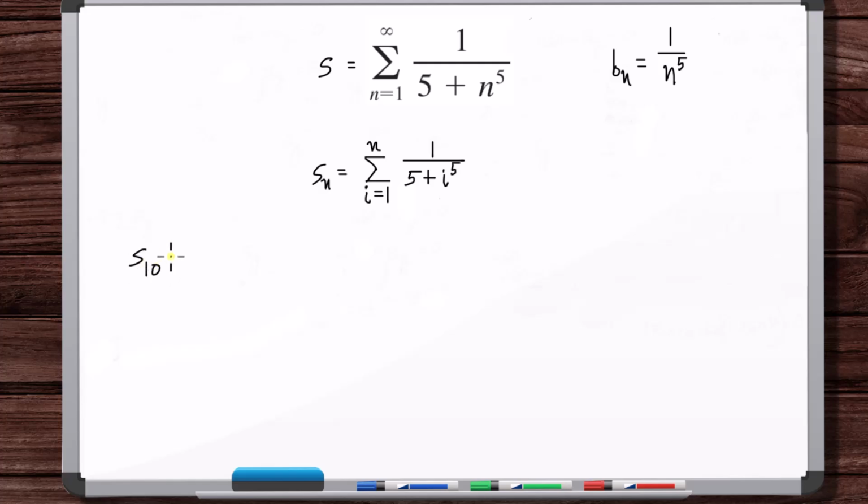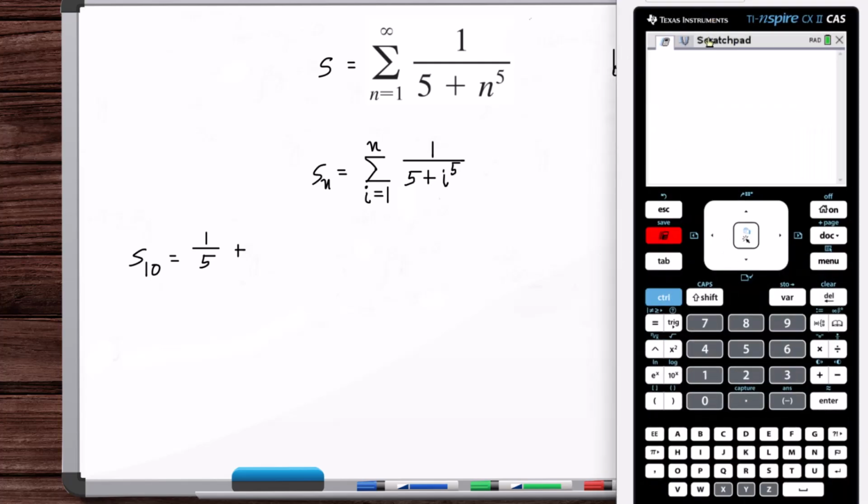But this is just for practice. You can imagine in reality, you'd put this into a computer program and take the sum of the first 1,000 terms, 5,000 terms, right? But just for practice, we're going to do the sum of the first 10 terms. So we've got 1/5 plus, and then 2 to the 5th. Okay, so this is going to get pretty long. Let's just go straight to the calculator here.